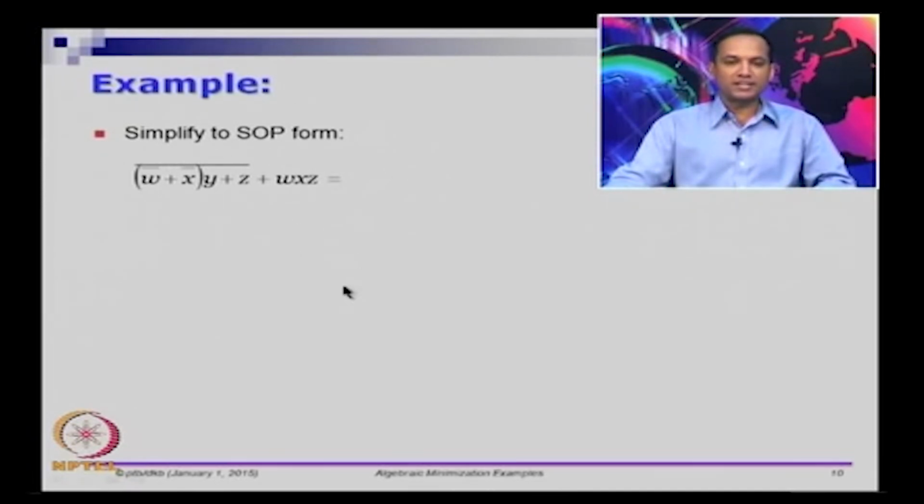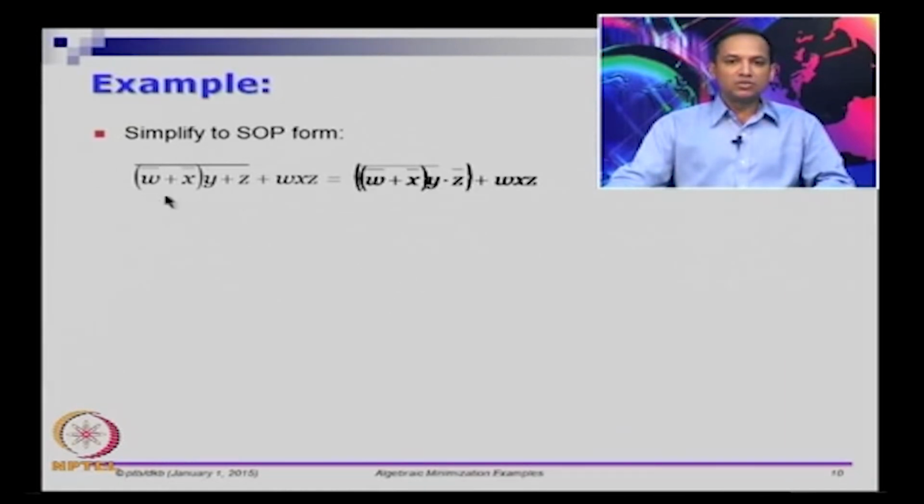This is a slightly more complicated expression. So it has complements on some terms which have a mix of sums and products and so on. This is not just sum of products. So this is a product term, however this is not appearing as a product term. We want to be able to simplify it.